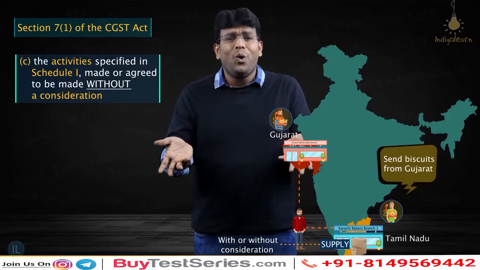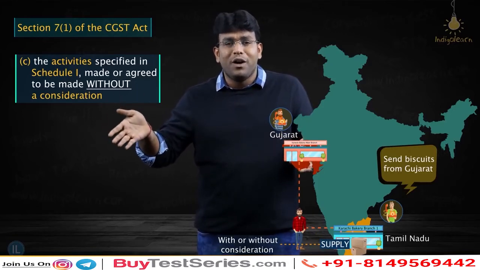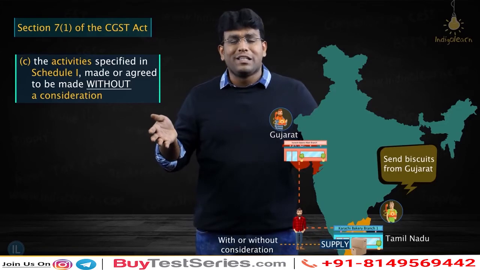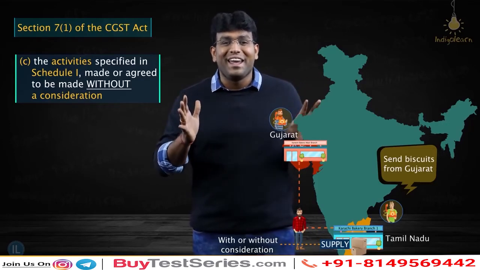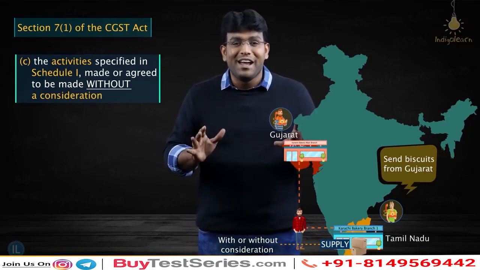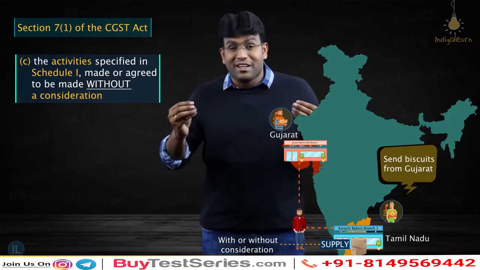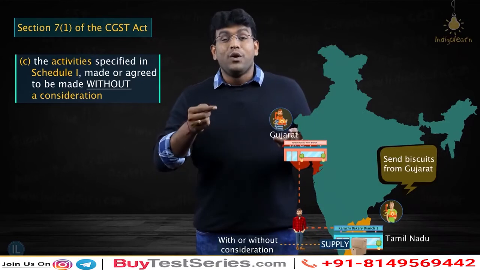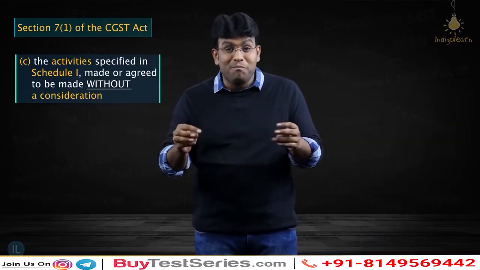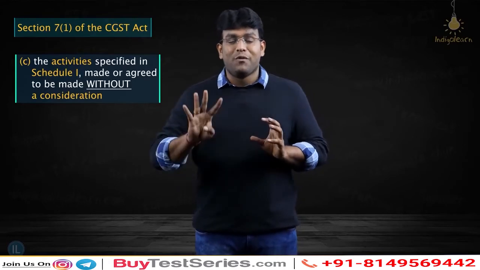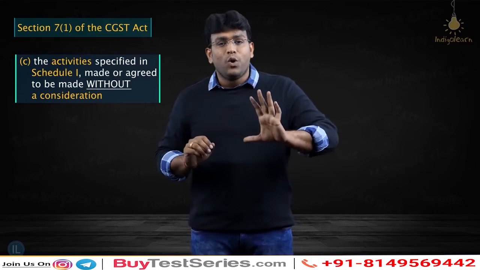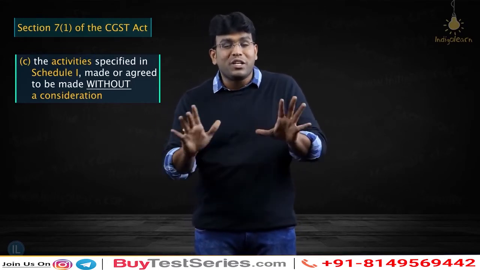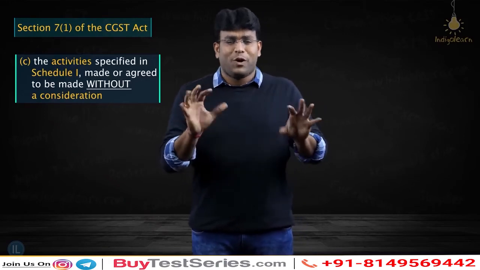Is there a consideration? No. It is just that from one shop owned by one person, to another shop owned by the same person, the stock is moving, that's all. But we still call it supply. So section 7(1)(c) deals with certain transactions which are regarded as supply even though there is no consideration. But in that, we have only 4 points which we need to understand. In other words, there are only 4 transactions which are regarded as supply even though there is no consideration. So let's figure out the first point.